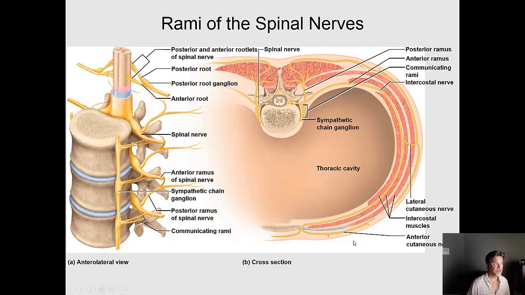Let's look at it a little more closely, and we see the anterior ramus projecting and providing nerve supply to the anterior and lateral aspects of the body, while the dorsal ramus supplies the posterior aspects. And this drawing doesn't quite do it justice. This one is much thinner. The posterior ramus is much thinner than the anterior ramus.